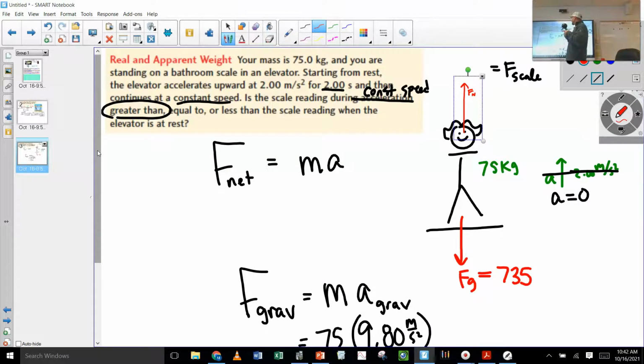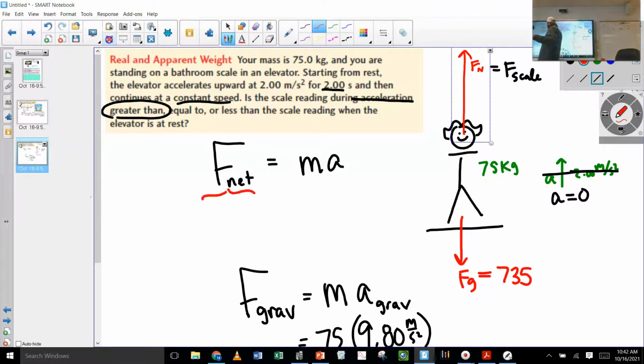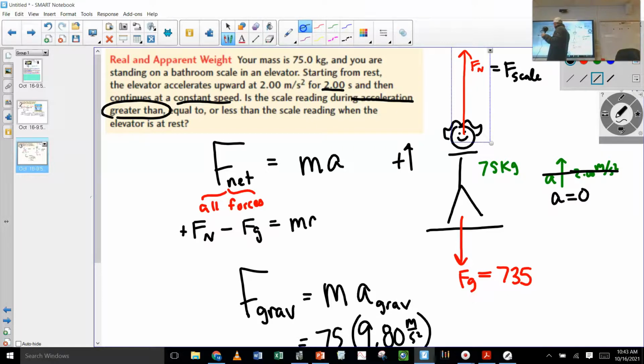Going back to the initial question, what if it said, what does the scale read? Your net force, all forces. We have to pick what direction we want to be positive. I'm going to make up positive. That means that the normal force is a positive number and gravity is a negative number. My normal force, I don't know. But I do know gravity now.